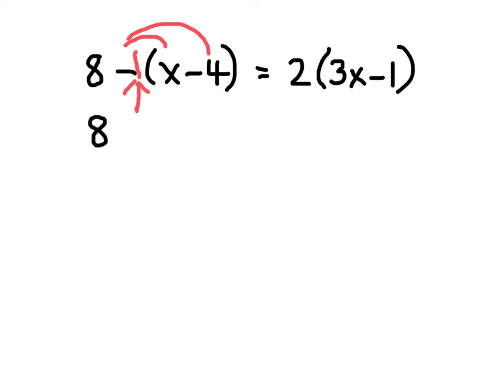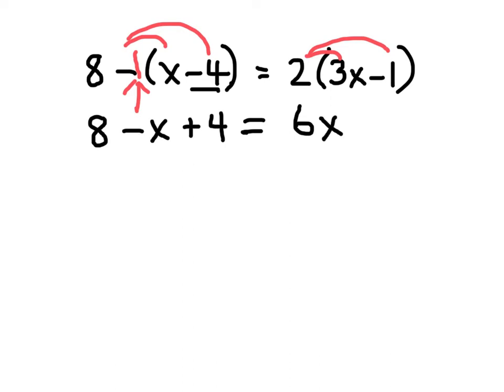All right, so we're going to get 8, and then negative 1 times x is negative x, and then negative 1 times negative 4 is positive 4. Another way to read this would be 8 and then the opposite of x minus 4. Well, the opposite of x minus 4 would be negative x plus 4. Now let's apply distributive property on the other side. 2 times 3x is 6x, and 2 times negative 1 is minus 2.